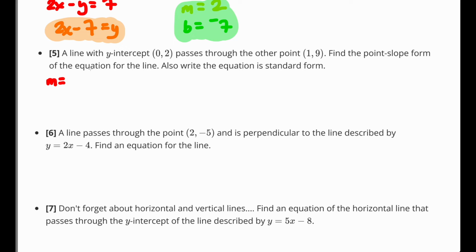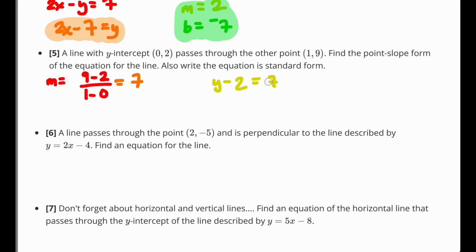So let's see here. I'm going to subtract the second y from the first y, divided by the second x minus the first x. And then you're going to have 7 over 1. So the slope is 7 for this problem. Point slope form is y minus one of the y's that's given. I'm just going to do 2 because it's easier.